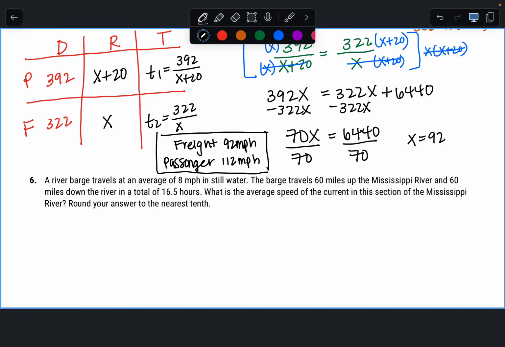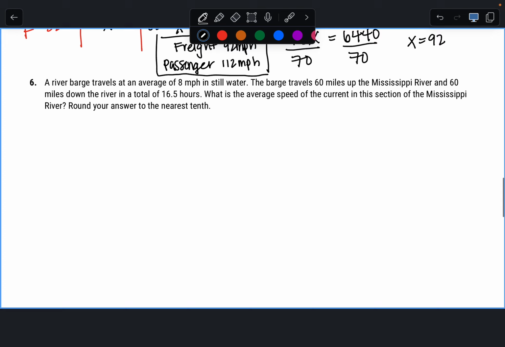So when I set up the rate, it is going to be the barge speed plus minus the current, because the current is what is going to increase. It's the something extra. It's going to increase the barge speed or it's going to decrease the barge speed depending on if you're going up or down river.